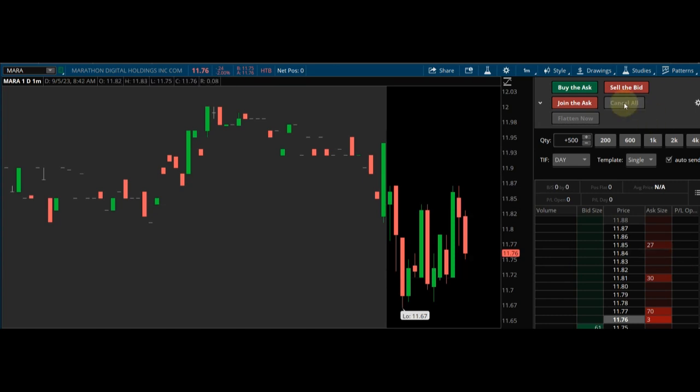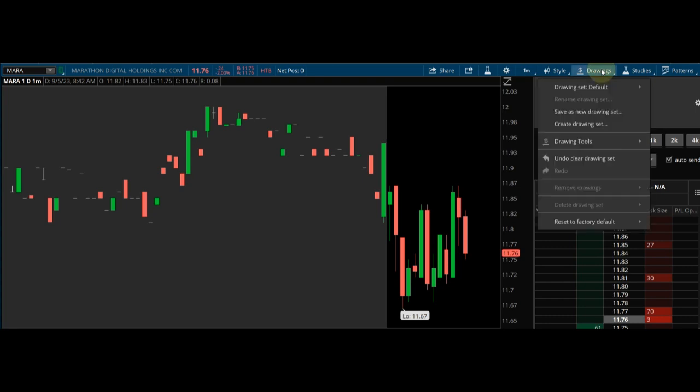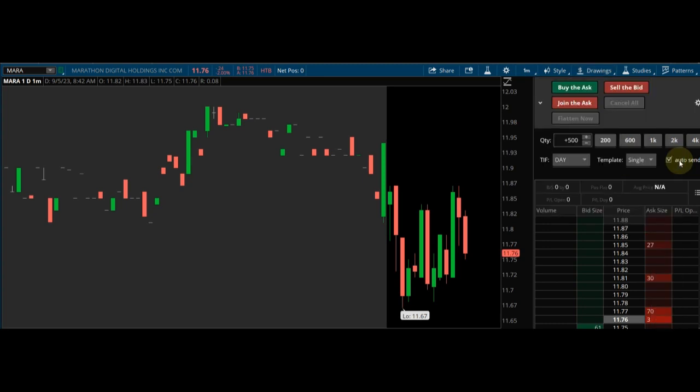So to get started, the first thing you want to do is put a line on your mouse. You click Drawings, Drawing Tools, and this second one right here with the dollar sign and the line under it, you click on it. That's going to turn your mouse into a pencil.